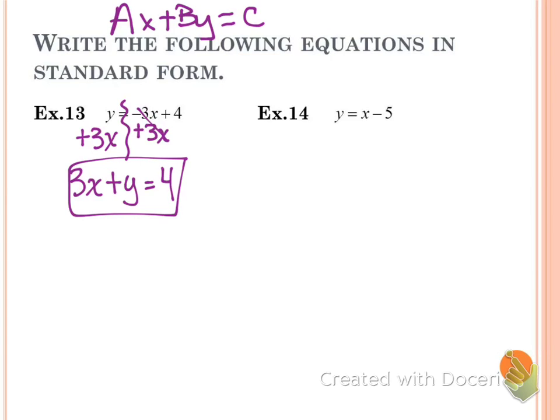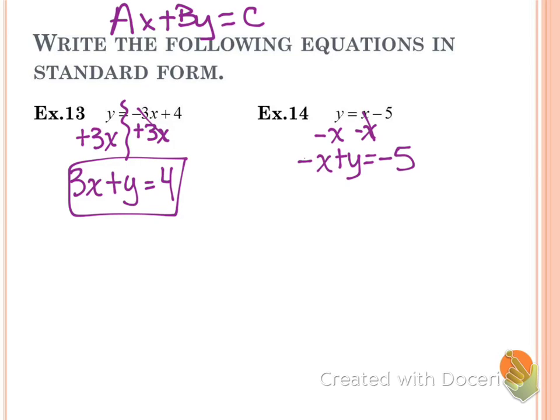All right, on 14, what should we do to get this in standard form? Lexi? Subtract x on both sides. We want x and y to be together. When I go to rewrite it, what sign should I have on my x? A negative sign. And what about the y? It's positive, so plus y. Equals -5.